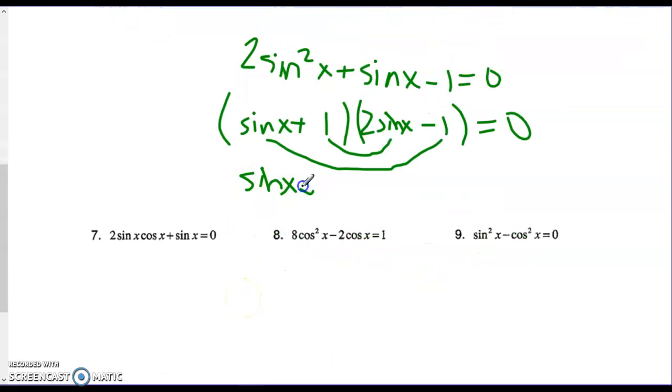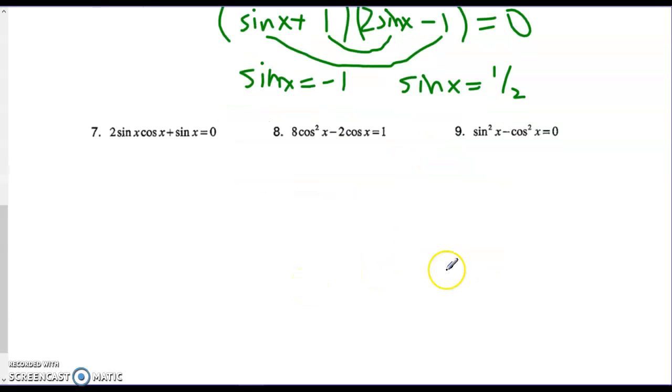So we get the sine of x is equal to -1. Oh, sorry about that. Let me write that again. Sine of x is equal to -1. And we also get the sine of x is equal to 1/2. You can use your unit circle to figure out those two values. You have the answer key, so you should be able to see it from that.